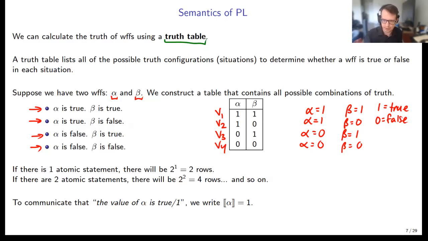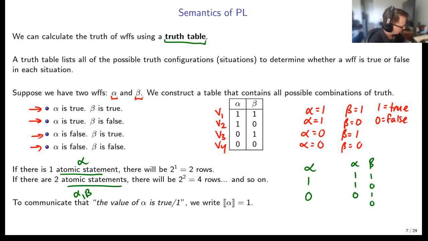So here's some general facts about truth tables. We have these things called atomic statements. This just means something like alpha. So if we have a truth table with just alpha, we're just going to have 2 rows in it. So we'll just have rows with 1 and 0. We just need to check 2 possible configurations. If we have 2 atomic statements like alpha and beta, we're going to have 4 rows. We need to check all the situations where alpha and beta are both true, alpha is true, beta is false, alpha is false, beta is true, and alpha is false and beta is false.